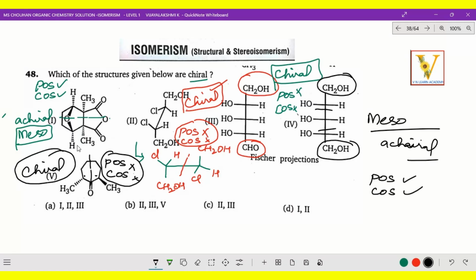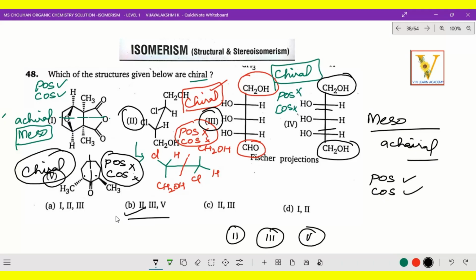So which are all chiral compounds? Come on, let us check. This is meso, and this is meso. That means the second compound is a chiral molecule, the third compound is a chiral molecule, and the fifth compound is a chiral molecule. So second, third, and fifth. Yes, option B is the correct option. I hope you got the clarity about chiral and achiral. Come on, let's go to the next question.